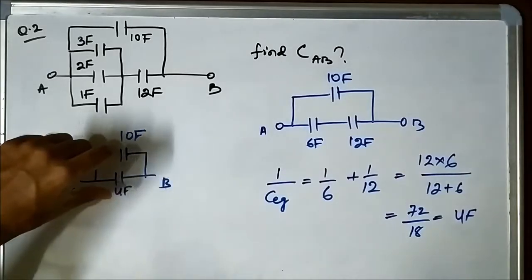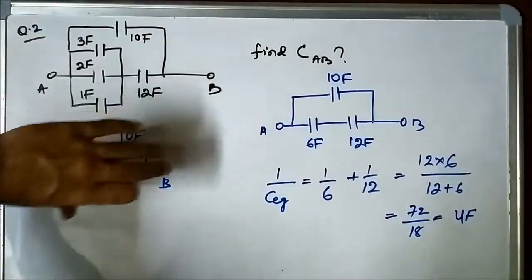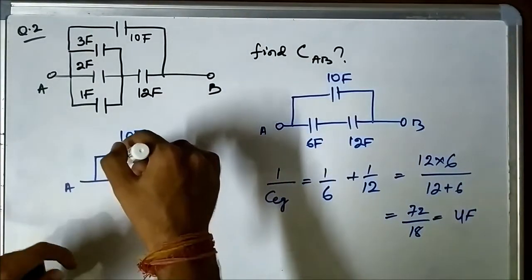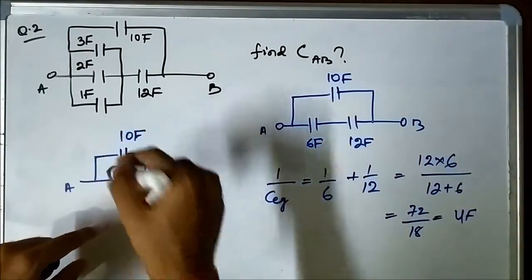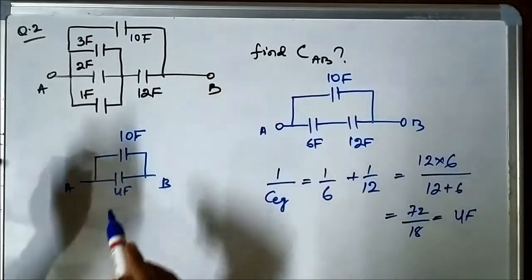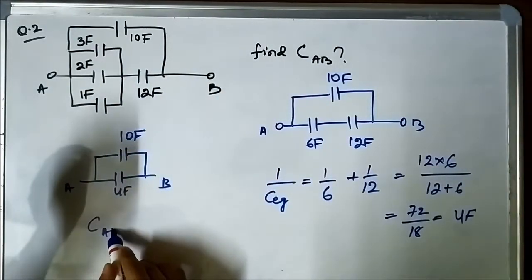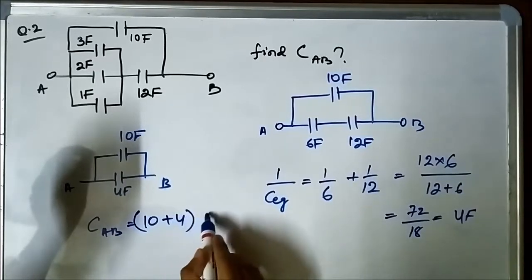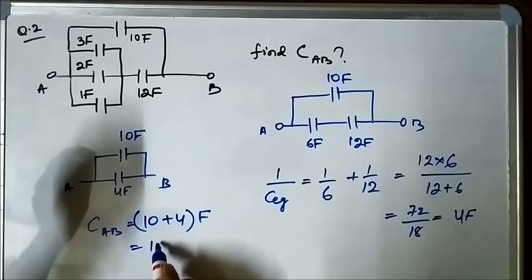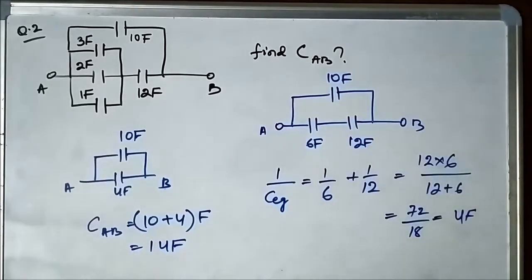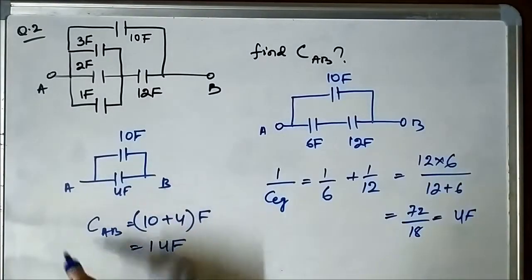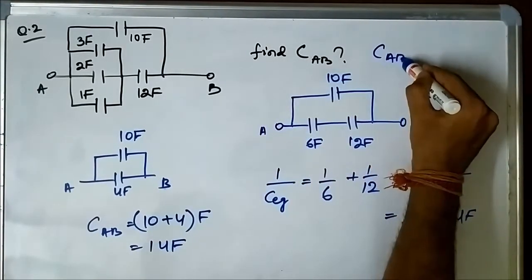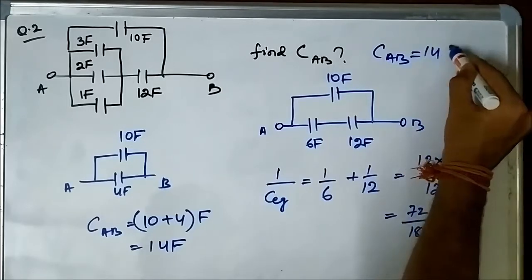Okay, so the total capacitance of this circuit combination, which we have reduced until there are only two capacitors left, will be simply the capacitance between A and B, equal to 10 plus 4 farad. Because they are connected in parallel, we'll simply add them, equal to 14 farad. Okay, the equivalent capacitance is 14 farad. So this result C_AB is equal to 14 farad.